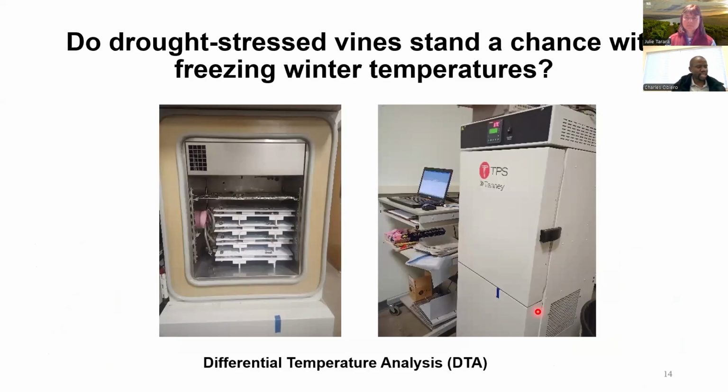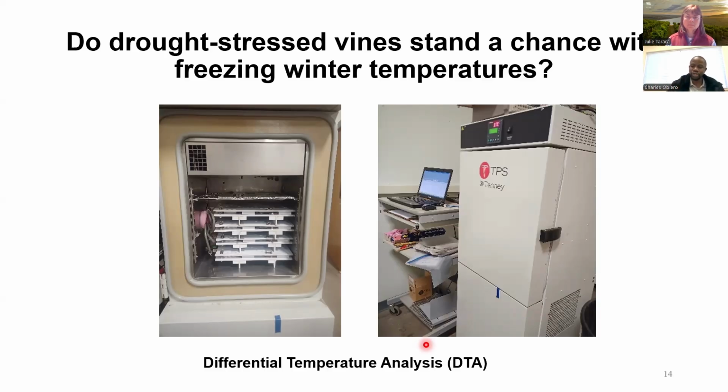Then there was a question: what if we have drought and also freezing winter temperatures? Do the drought-stressed vines stand a chance? So I went to the vineyard, collected canes and buds, and looked at the LT50, the lethal temperature at which 50% of the buds will be damaged.